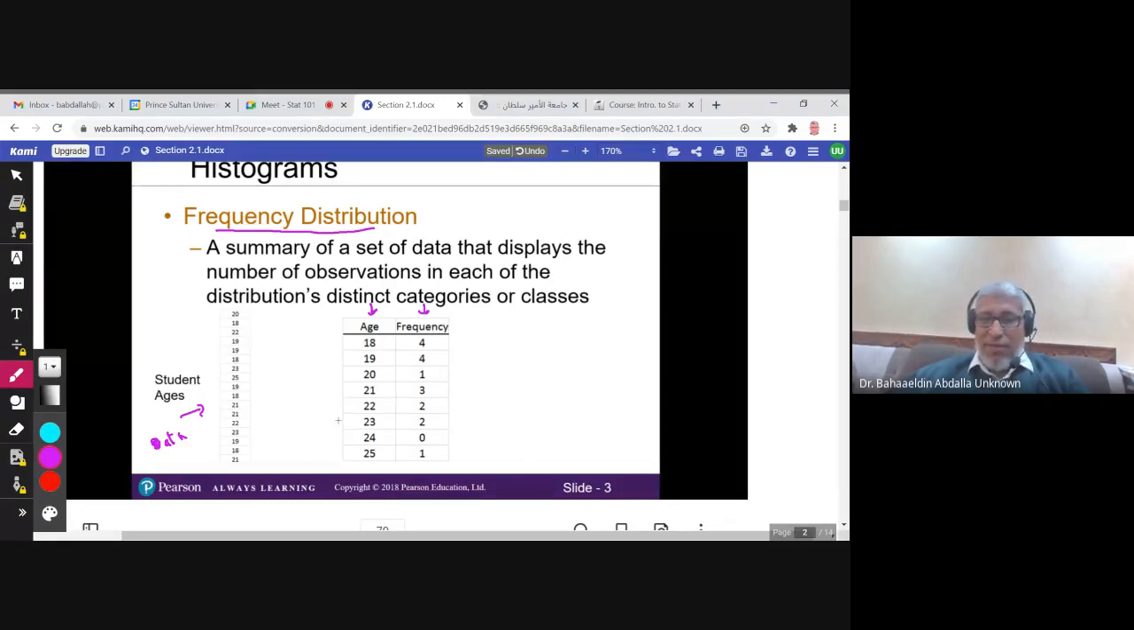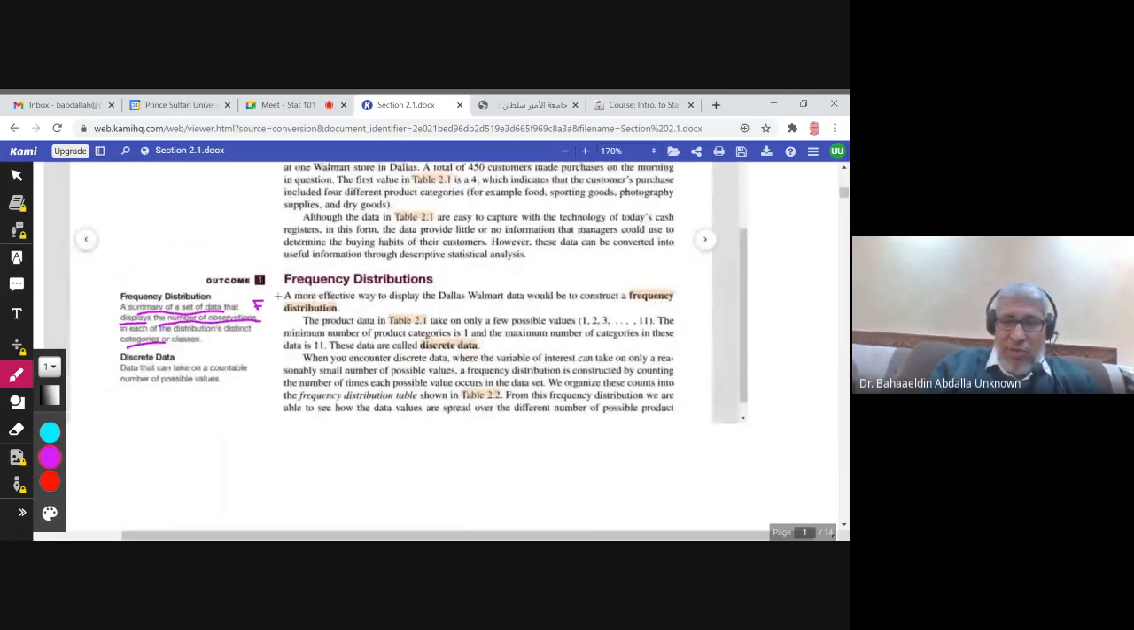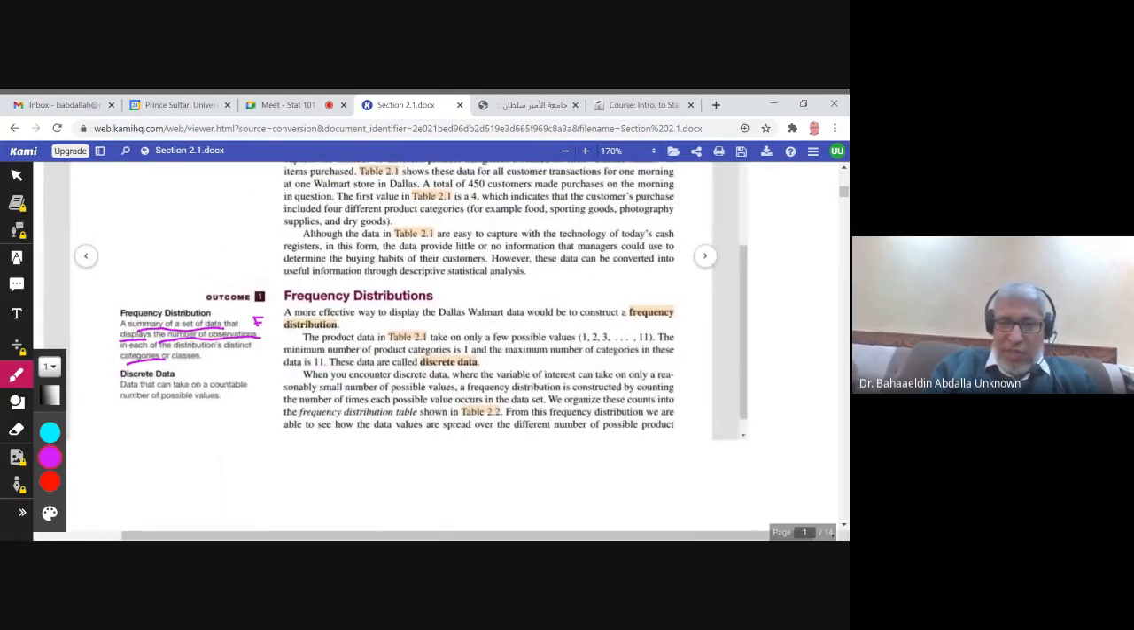But from this table, this is better than looking at the data. You understand here, the maximum age is 25, the minimum age is 18, and 24, we have 0 student of age 24, we have 2 students of age 23, and so on. Okay, so this is called a frequency distribution. We distribute the frequencies among the categories. So you see the categories here and the frequencies in the second column. This is what we mean by frequency distribution.